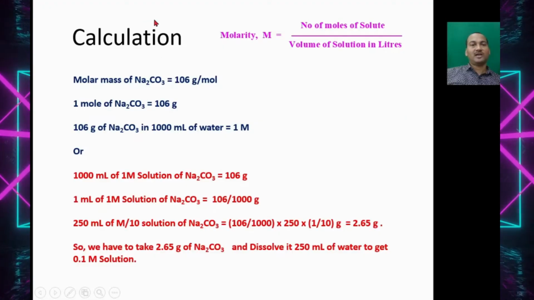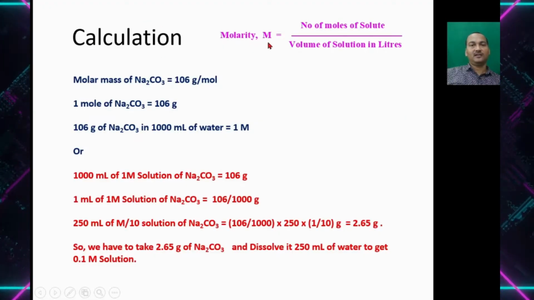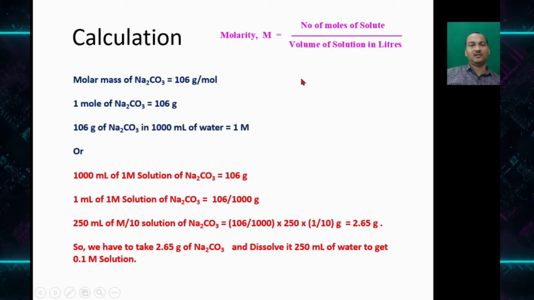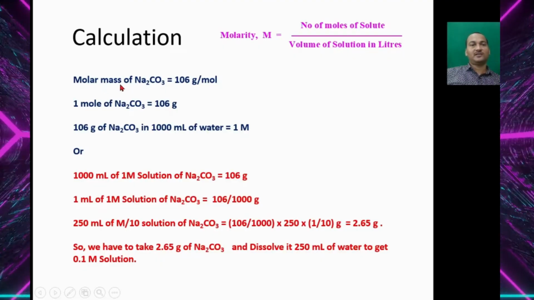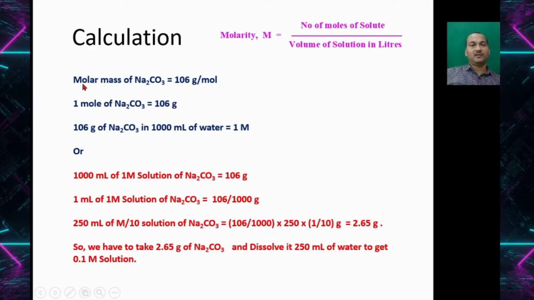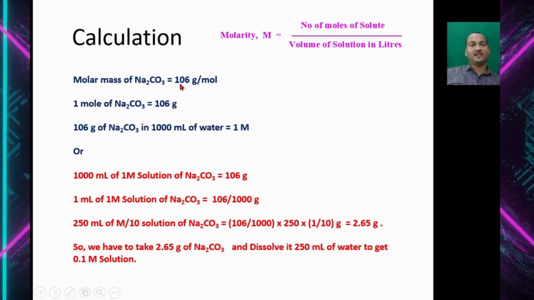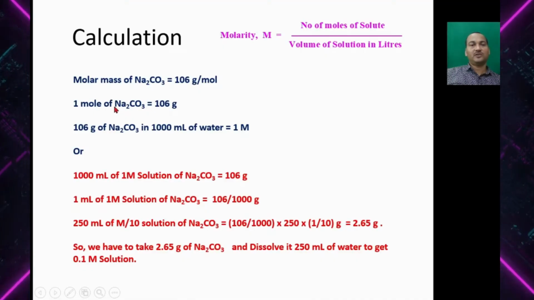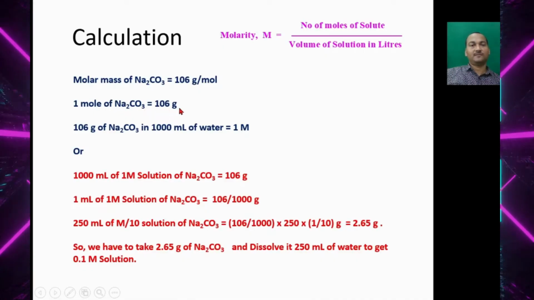So let's talk about the calculation. So we know molarity is the number of moles of solute divided by the volume of solution in liter. So molecular mass, or you can say the molar mass, of sodium carbonate is 106 gram per mole. So that means 1 mole of sodium carbonate is 106 gram.